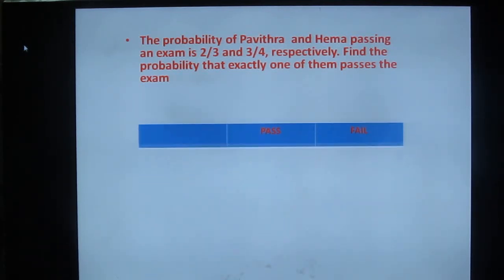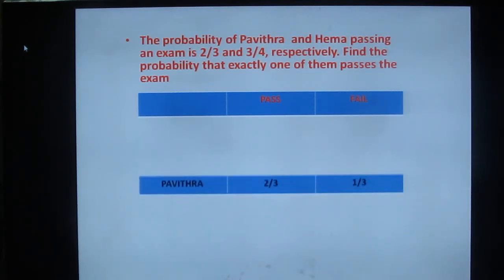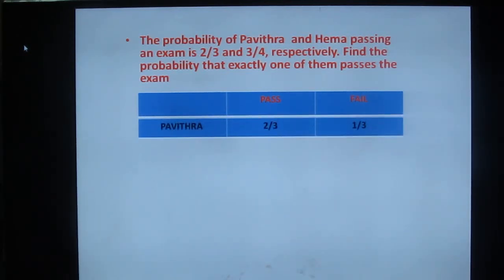So we have 3 different columns, one for pass, another for fail. The other one I have left blank to represent the name. So let me take the first name. What is the name given to us? Pavitra. So Pavitra passing is, what is the probability? 2 by 3. So what is the probability of Pavitra failing? It is 1 by 3, because 2 by 3 times she passes, 1 by 3 times she may fail.